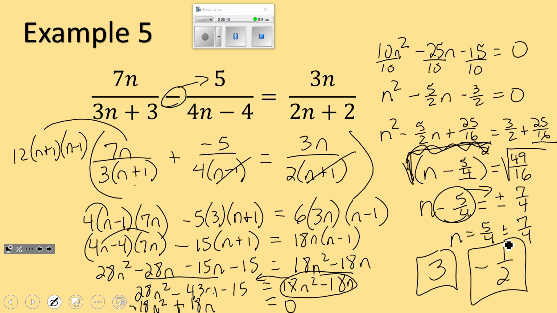My question, are those okay answers to have? What would make them extraneous? What can n not be? Negative 1 or a positive 1. So these are two good answers to have.